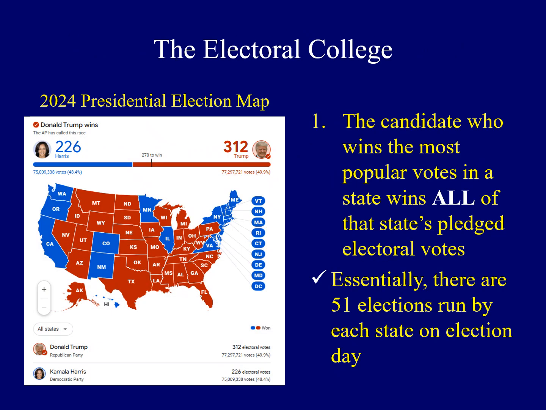Let's think of it this way. Rather than having one election on a Tuesday in November every 4 years for president, essentially what we have are 51 elections, one in every state, plus Washington, D.C., because that's how those electoral votes are handed out. They're handed out on a state by state basis.